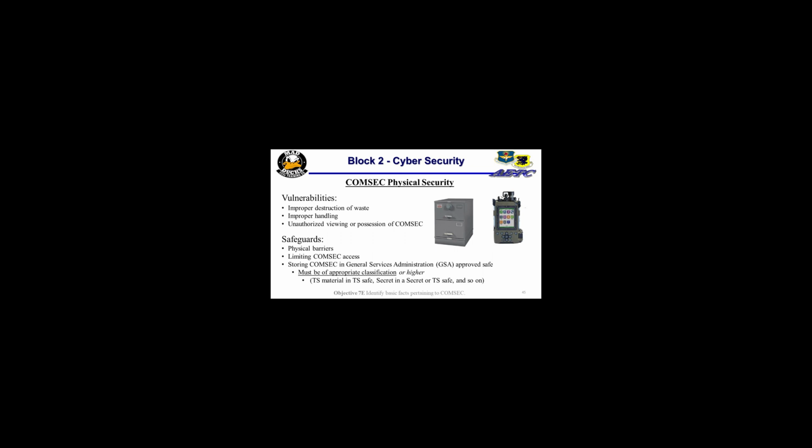So one of the ways we store it is in what we refer to as a GSA, General Services Administration, approved safe or approved container. That's the big gray filing cabinet right there. They're huge, they're heavy, with very complex locks. They are very secure. When utilizing these GSA safes, they have to be of the appropriate classification or higher, similar to transporting or transmitting top secret, secret, and confidential information. Storing it is the same way.